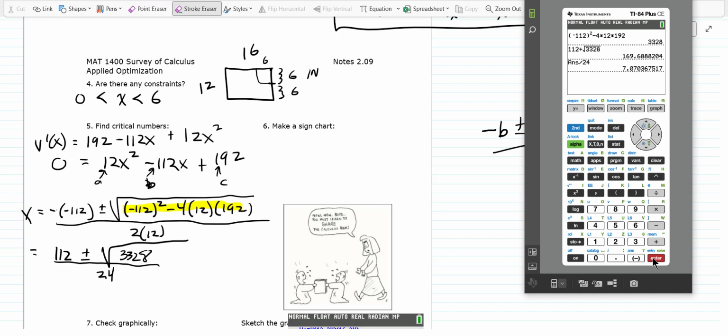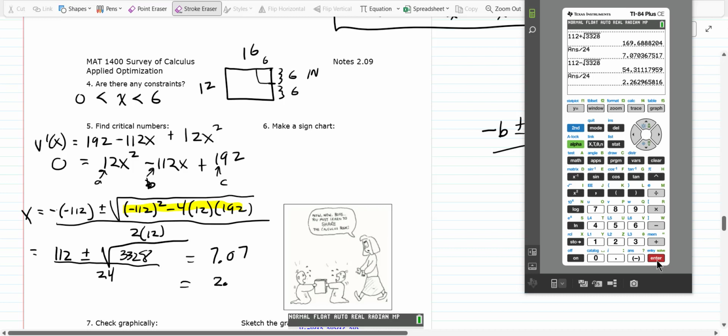Okay, so I end up getting 2 answers. I'm going to get about 7.07, and then there's another answer. I just got to do the minus. So what I do now is I do 112 minus the square root of 3328, and then I divide that by 24. Okay, so I get another answer, about 2.26, and these things are in inches like that.